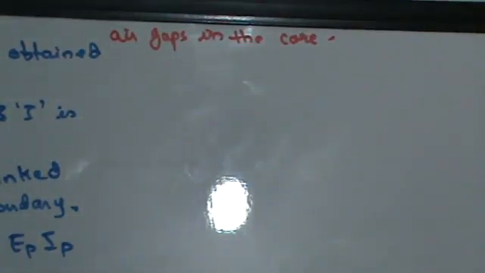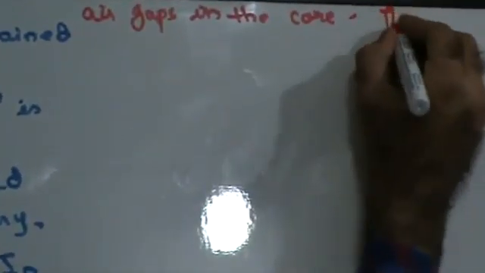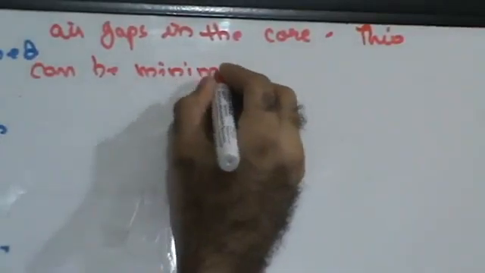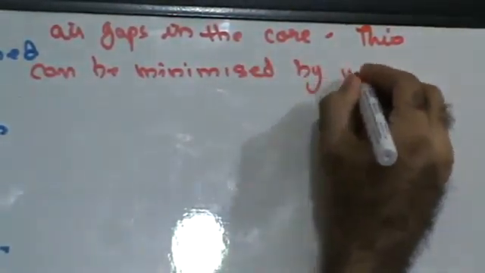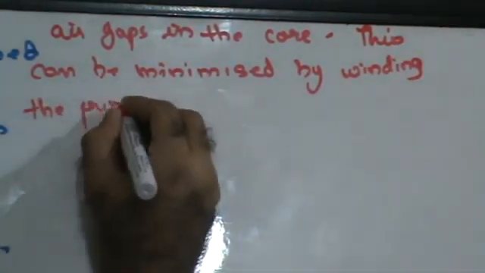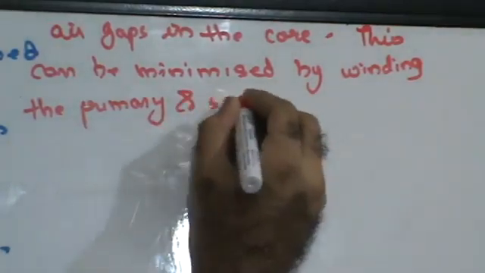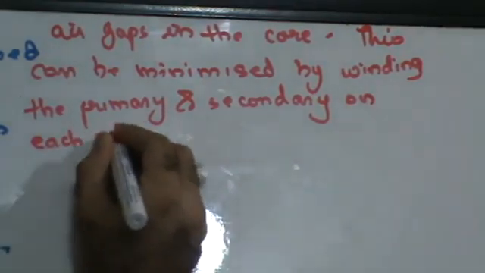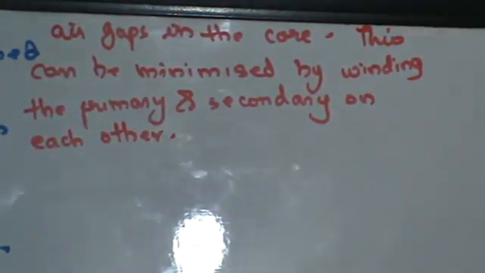How do I minimize this? This particular effect can be minimized if I bind the primary and the secondary upon each other, by binding the primary and secondary on each other. Instead of winding them on two separate limbs, wind them on the same limb, one upon the other.